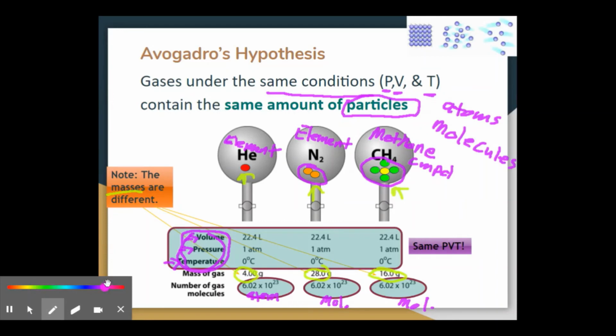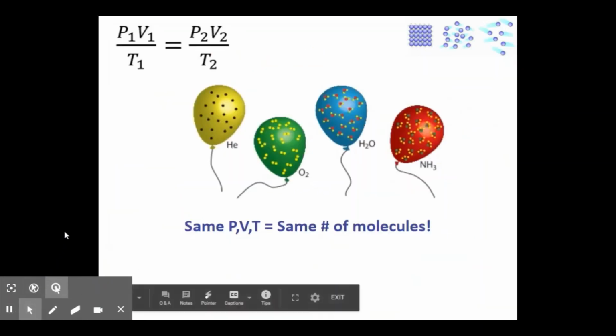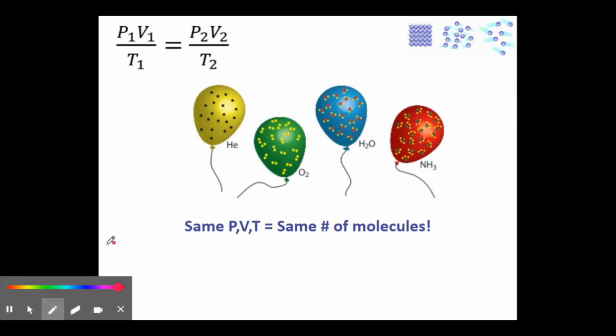So if this was representing a picture, we would literally be saying that I have 6 sextillion of these atoms floating around, 6 sextillion of these molecules floating around, and 6 sextillion of these molecules floating around, as long as they're under the same, in this case, 22.4 liters, 1 atm, and 0 degrees Celsius. So in summary, just don't get stuck on the numbers. Just read these problems very carefully, and I'm definitely going to end with a practice problem for you.